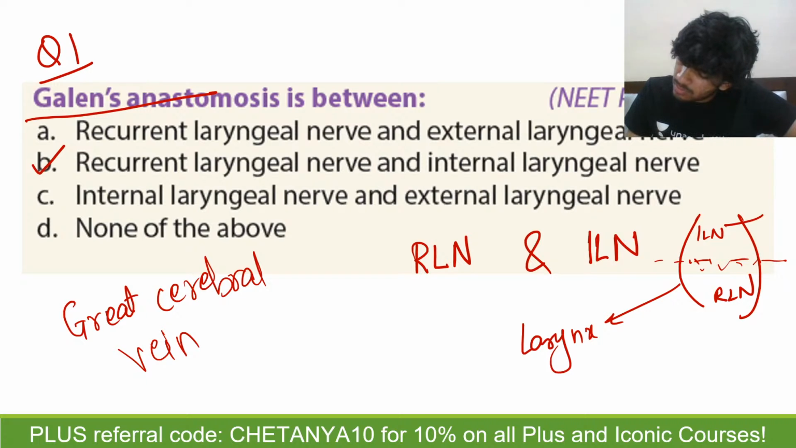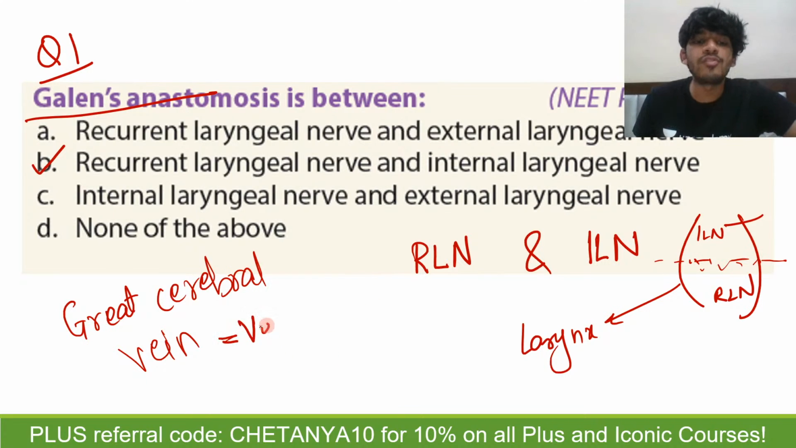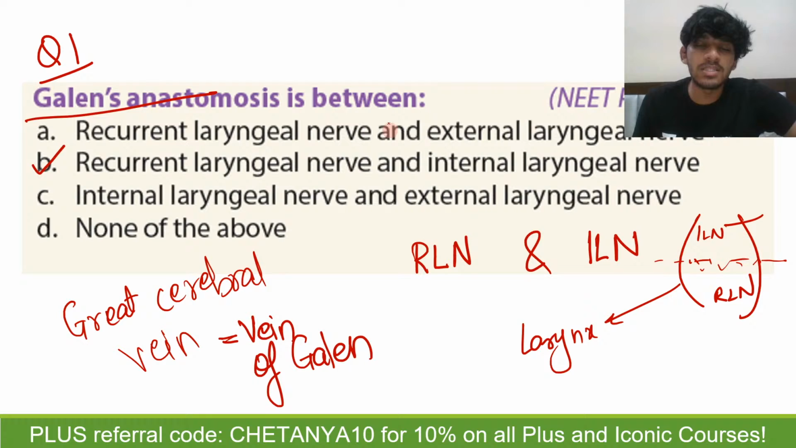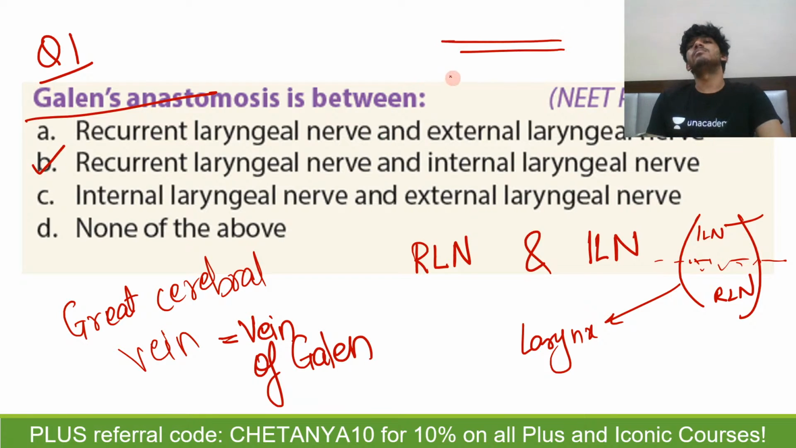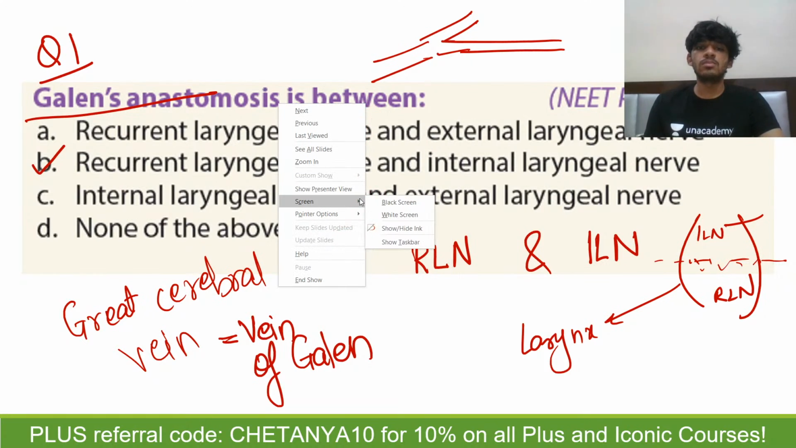So, write the answer. The great cerebral vein is also known as the vein of Galen, and later you will see that the inferior sagittal sinus is joined by the great cerebral vein of Galen to form the great sinus. Okay, so let me give you an overview.